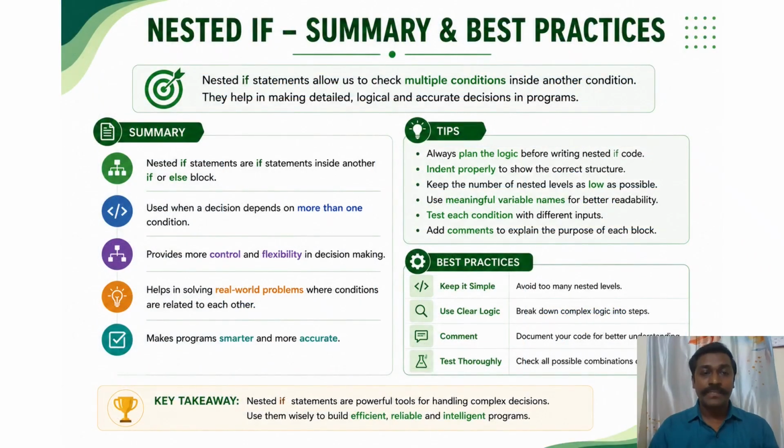As a summary, when we write nested if, we must be very careful about writing it. We have to plan it. We have to indent the code properly when we write another if inside another if. We have to use meaningful variable names for better readability. We have to test each condition with different inputs. And if we want, we can add comments also.